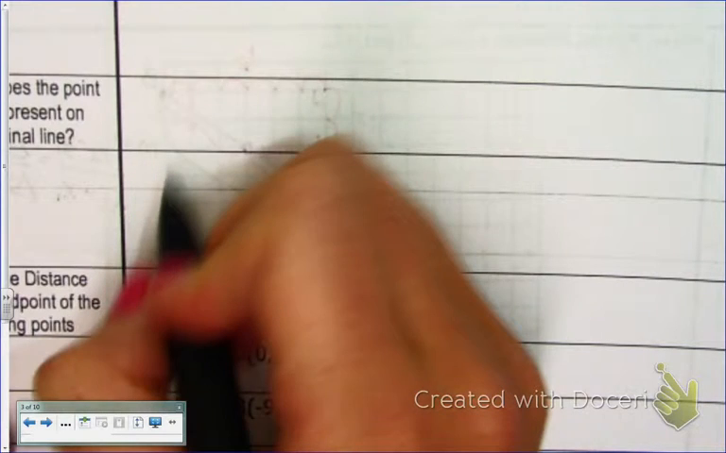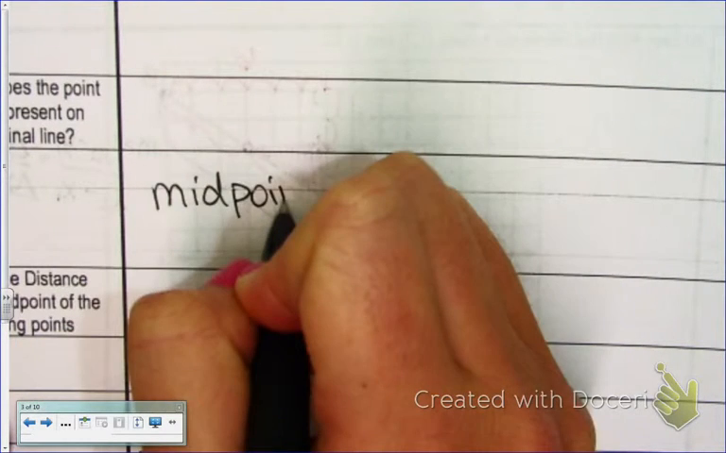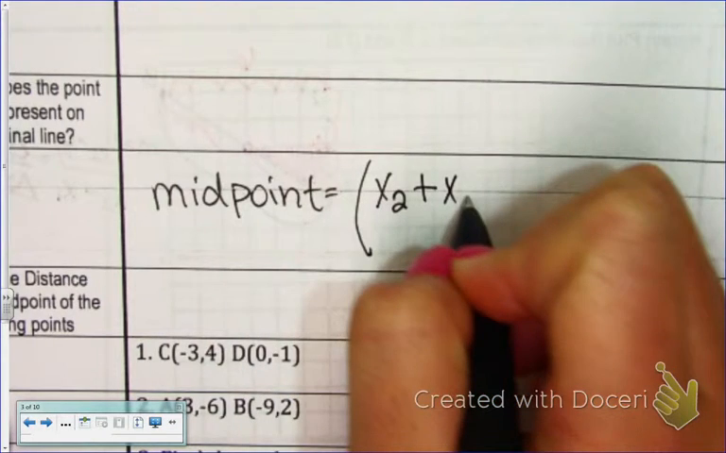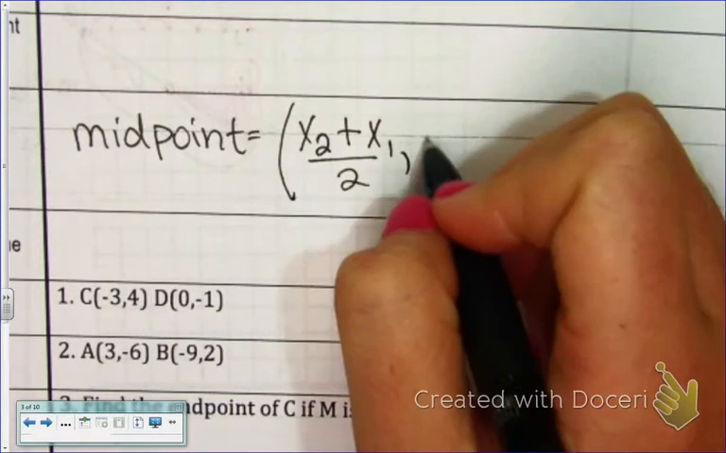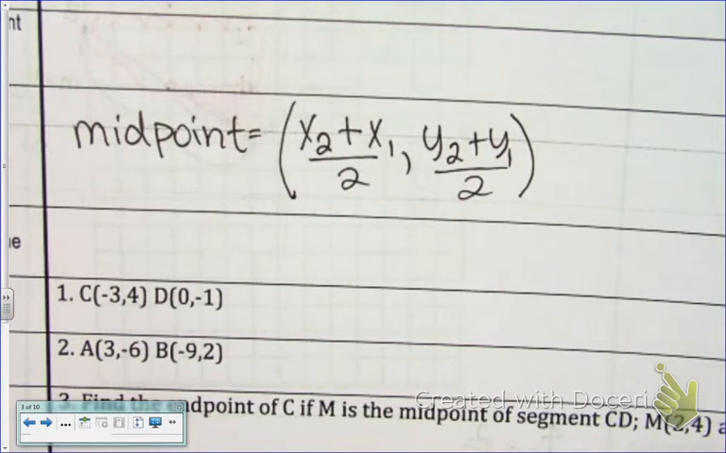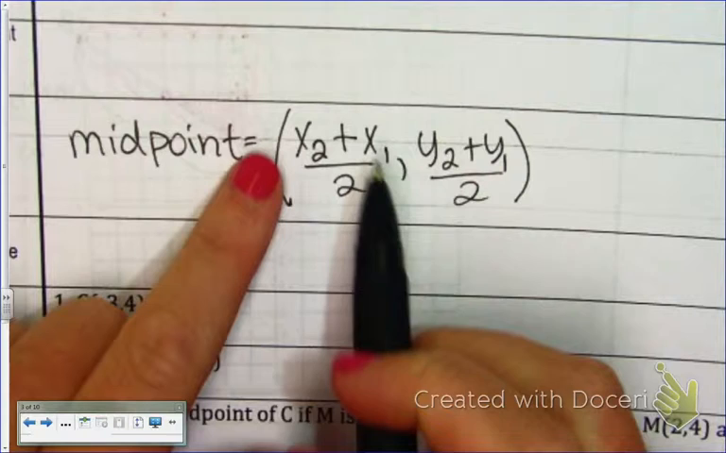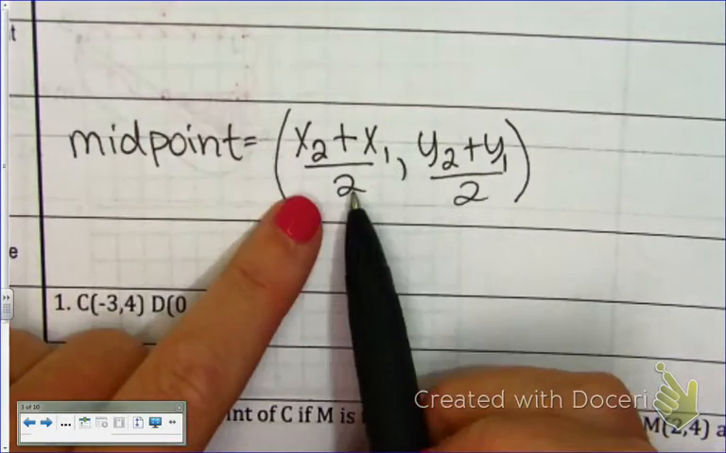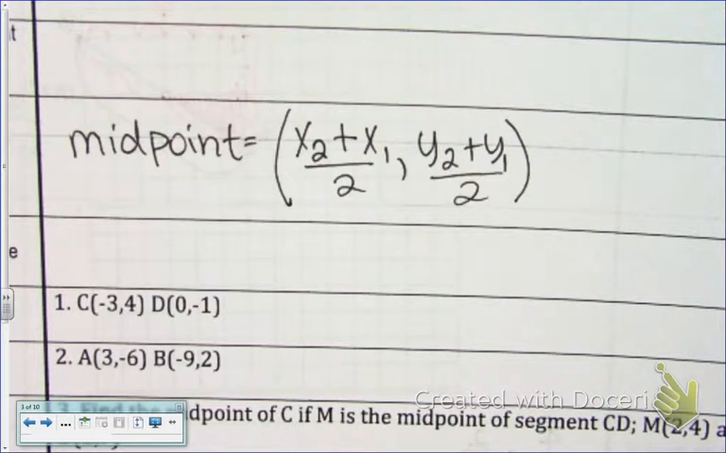Now there's a formula for it, and I'll go ahead and write that here. So we have the midpoint is our x2 plus our x1 divided by 2, and our y2 plus our y1 divided by 2. So we're just adding those two together, and we're dividing by 2 for each one, just depending on your point.